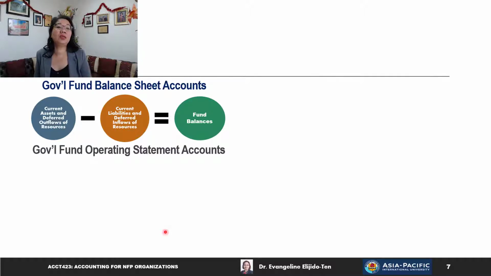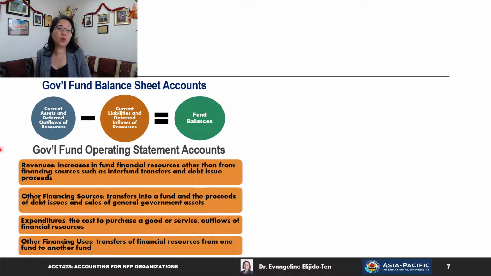What about governmental operating statement accounts? Well, it will have the revenues, it will have the expenditures instead of just expenses, and it will also have other financing sources. Now, revenues is similar to the revenues that we understand. Other financing sources may include transfers into a fund and the proceeds of debt issues. So if the government borrowed long-term debt, and sales of general government assets. So those are other financing sources.